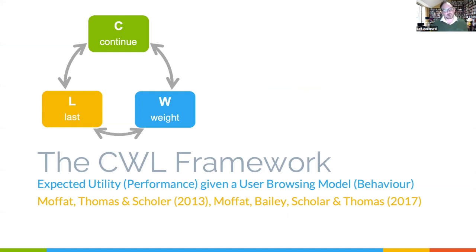Now, as it happens, there's this framework called the CWL framework, or C/W/L framework. What it does is allow us to compute the expected utility by injecting in a user browsing model, the way that people interact with a ranked list. So let's quickly go through these mechanics so that you can understand how everything links together.